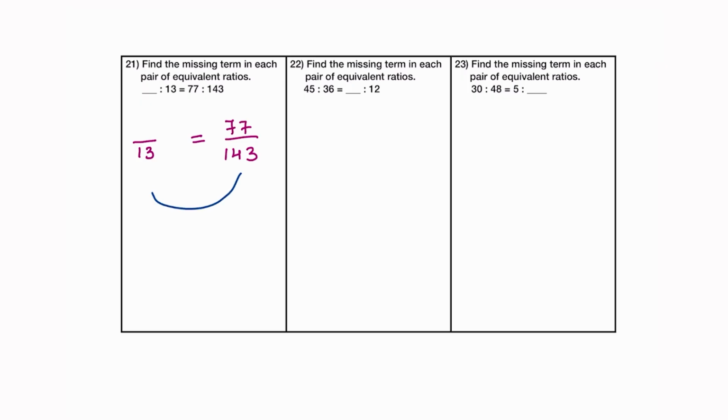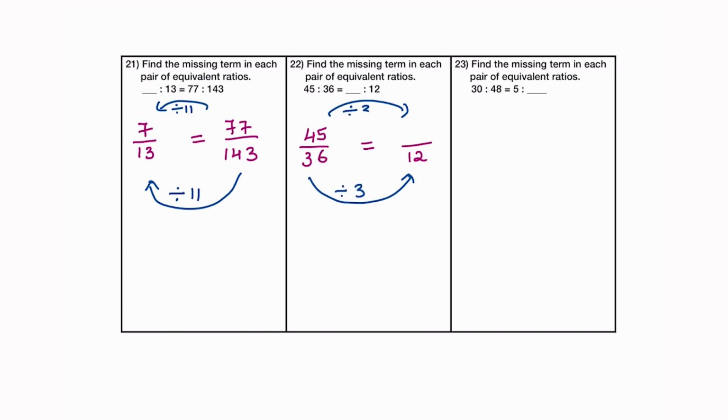143. To go from 143 to 13, you have to divide it by 11. Same thing here. 77 divided by 11 is, yes, 7. Next, 45 over 36 equals something over 12. So from 36 to 12, you divide by 3. Same thing here, divide by 3. 45 divided by 3 is 15. And it's done.